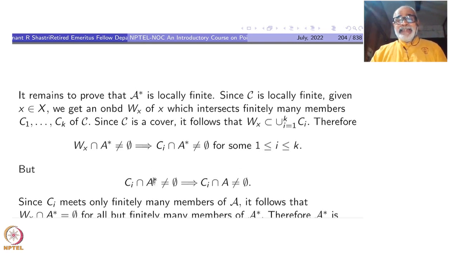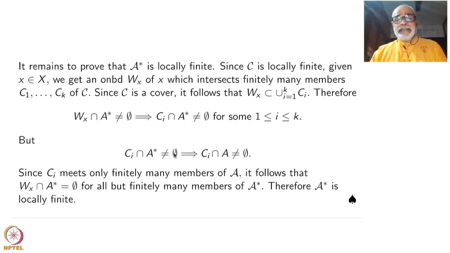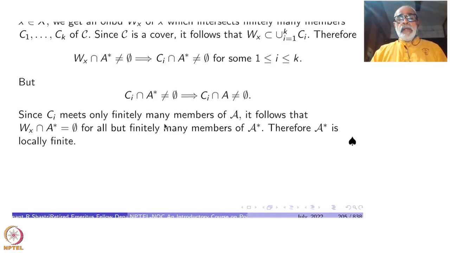But C_i intersection A star, look at this definition. C_i intersection A star is non-empty means A intersection C_i itself is non-empty. So C_i intersection A star non-empty implies that C_i intersection A itself is non-empty. So C_i meets only finitely many members of A. That is the choice of this C right from the beginning: using local finiteness of A, we have got this V, and then C was the closed refinement of that. It follows that WX intersection A star is empty for all but finitely many members of A star.